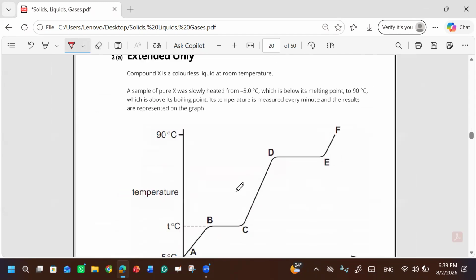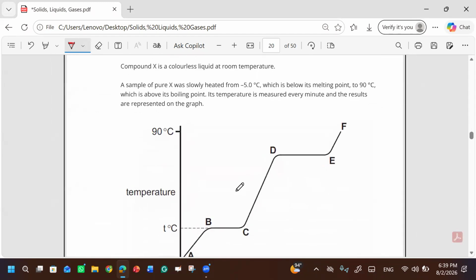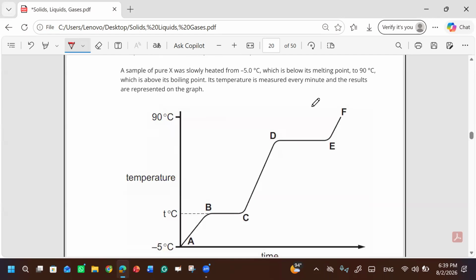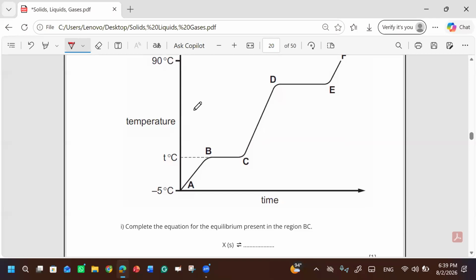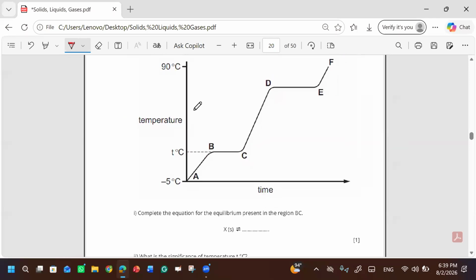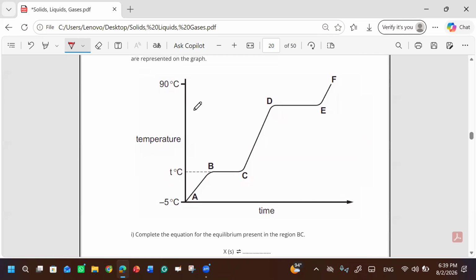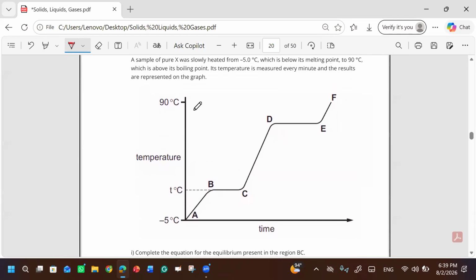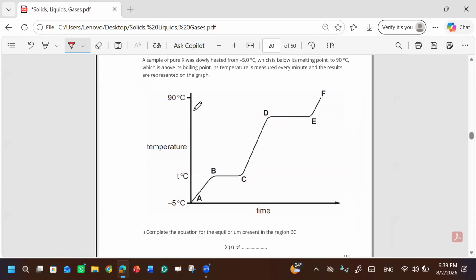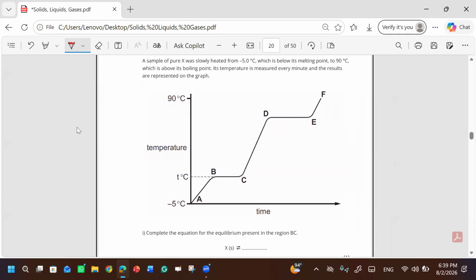Okay, compound X is a colorless liquid at room temperature. A sample of pure X was slowly heated from -5 degree, which is below its melting point, to 90 degree, which is above its boiling point. Its temperature is measured every minute, and the result are presented like this. Complete the equation for the equilibrium present in the region BC. What can we do in this? What they are telling us?